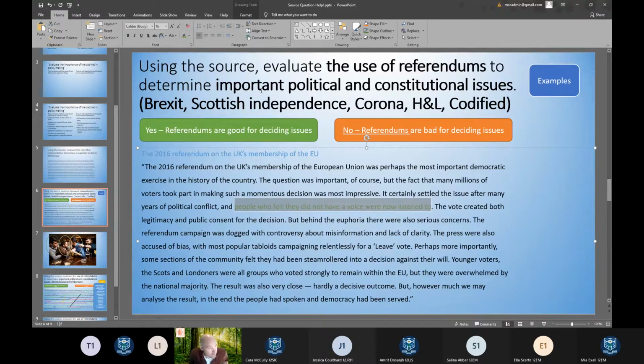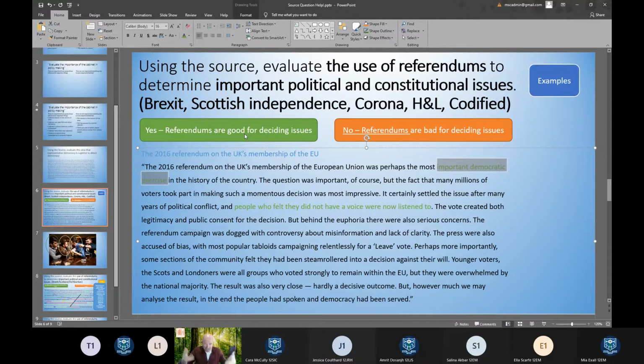But sometimes the arguments are more subtle and they are inferred. The text might not say referendums are good because, but if you look at what's been written, you can say there is an argument being presented here. So if we look here, the 2016 referendum on the UK's membership of the European Union was perhaps the most important democratic exercise in the history of the country. Now, it doesn't say they are good because it's a democratic exercise, but I think I could probably highlight that in green. An important democratic exercise. I could turn that into an argument, couldn't I? I could say, well, it's good for democracy. It gets people involved.